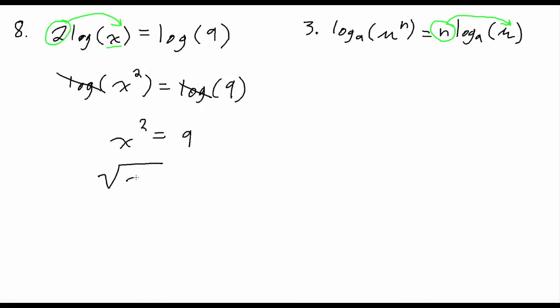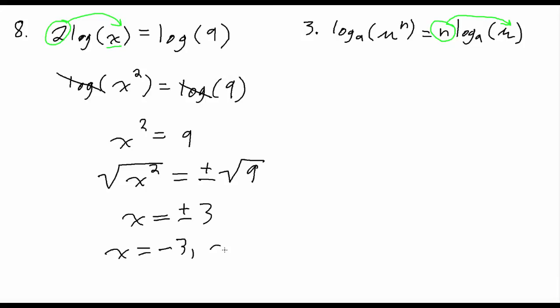Then you find the square root of both sides of the equation, leaving us with the square root of x squared equals the positive or negative square root of 9. Remember, because there's an imaginary 2 in here, that's an even number, which means that you have to place plus or minus in front of it. The square root of x squared is just x, and the positive or negative square root of 9 is just 3. So these are our two answers to problem number 8. x equals negative 3 and x equals 3.